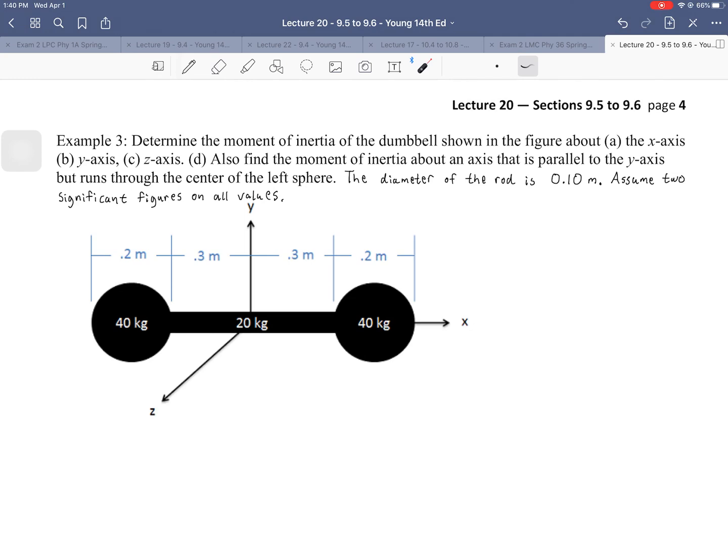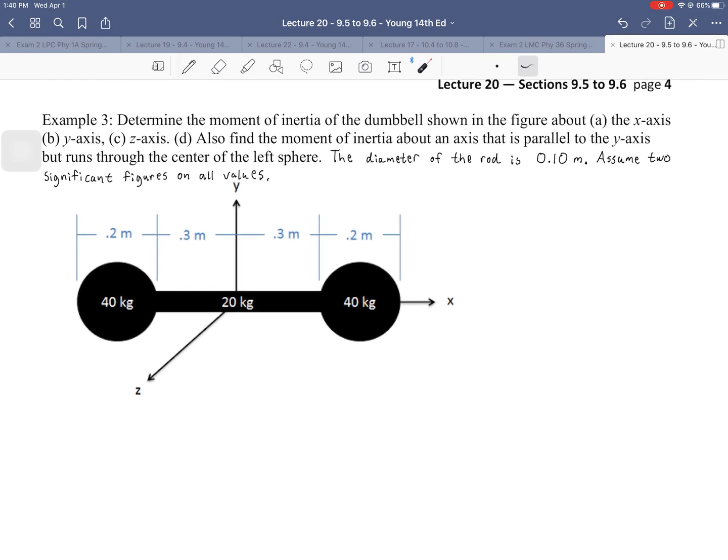Here we're talking about the parallel axis theorem and how to calculate the moment of inertia, rotational mass as it's commonly known. In this first example, we're going to get some more practice with the parallel axis theorem. And I've added a couple of clarifying pieces of information that should have been in the original body of the problem. One is that the diameter of the rod is 10 centimeters, which was not specified, and I've told you to assume two significant figures on all of the values.